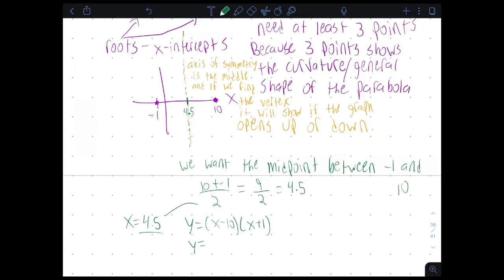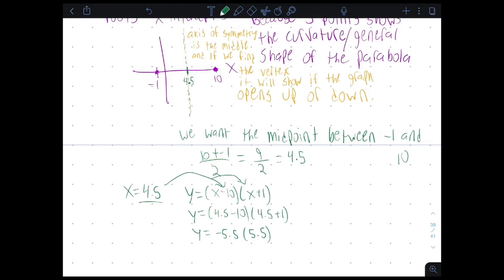So y is equal to, we're going to plug in this x. We're going to put it in for x. We're not multiplying, we're putting it in for x. 4.5 minus 10, 4.5 plus 1. So y is equal to negative 5.5 times 5.5. So y is equal to whatever 5.5 squared is, and I have my calculator. 5.5 times 5.5, turn that answer negative.